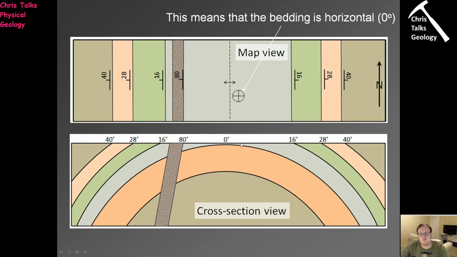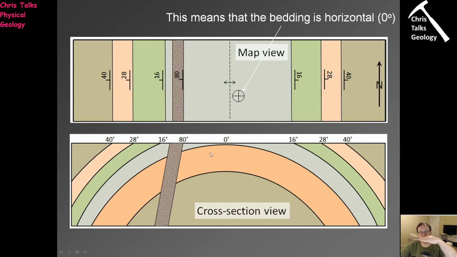So what else do I have? Well, you'll notice there's this symbol here, which is a circle with a cross in the middle. And that's the symbol for horizontal bedding. So that means the bedding is like that. And that's because if you think about it, as you come up, your arch is coming up, coming up, there's going to be that moment right here where the rocks are going to be horizontal.